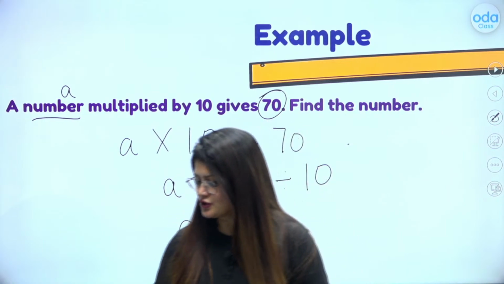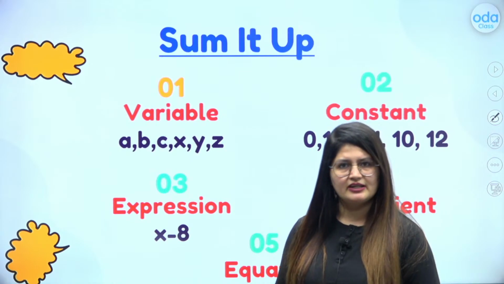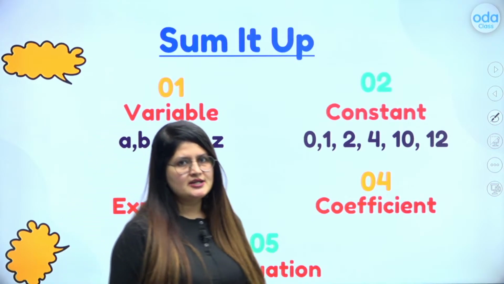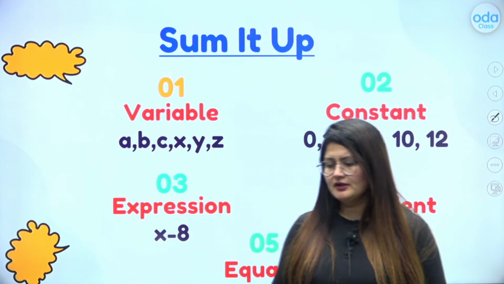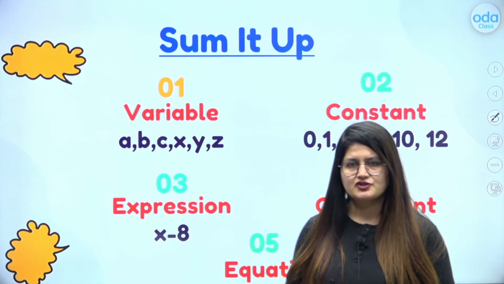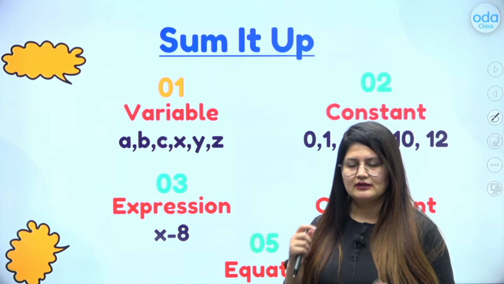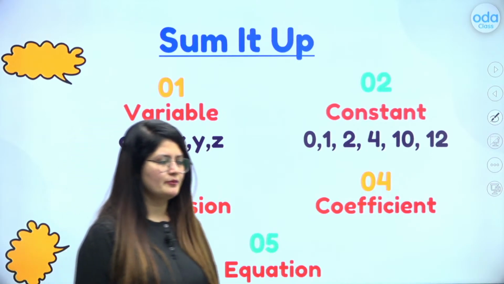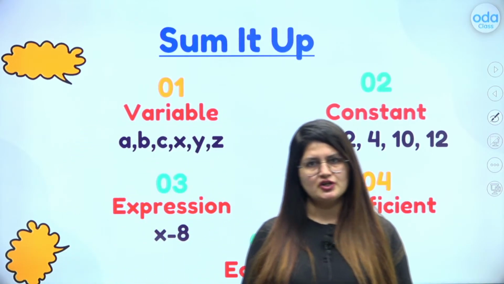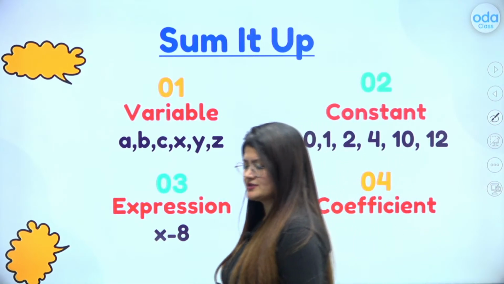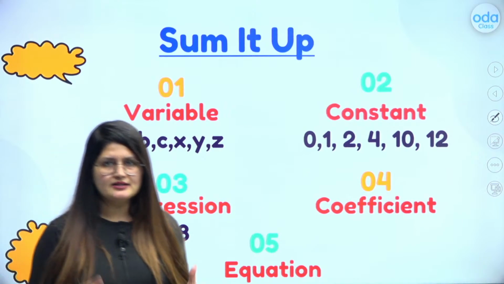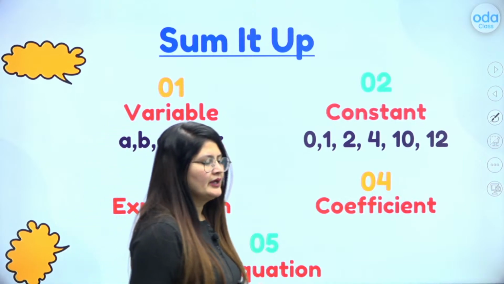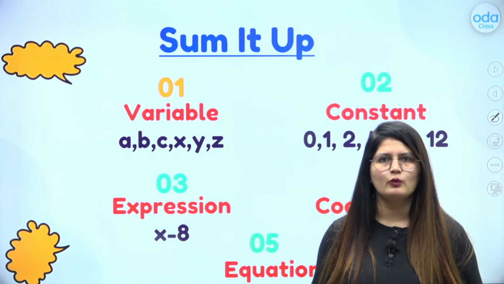Yes. So talking about what all we have done, we understood what a variable is. They are represented by alphabets. A constant is anything whose value doesn't change. The numerical coefficient is the number that is getting multiplied with a variable. An expression is a combination of variables, constants and an operation. And an equation is when we are equating two expressions, the final result is known as an equation. Yes, and it's important that an equation has an equal to sign.